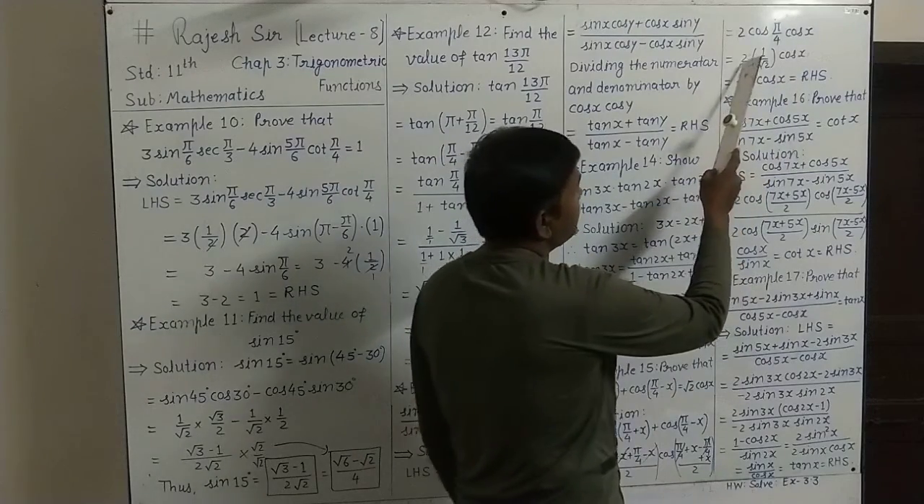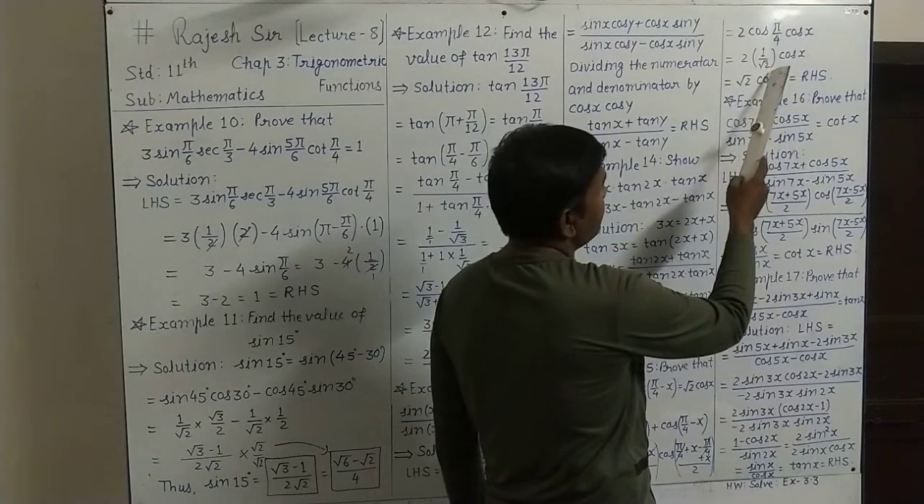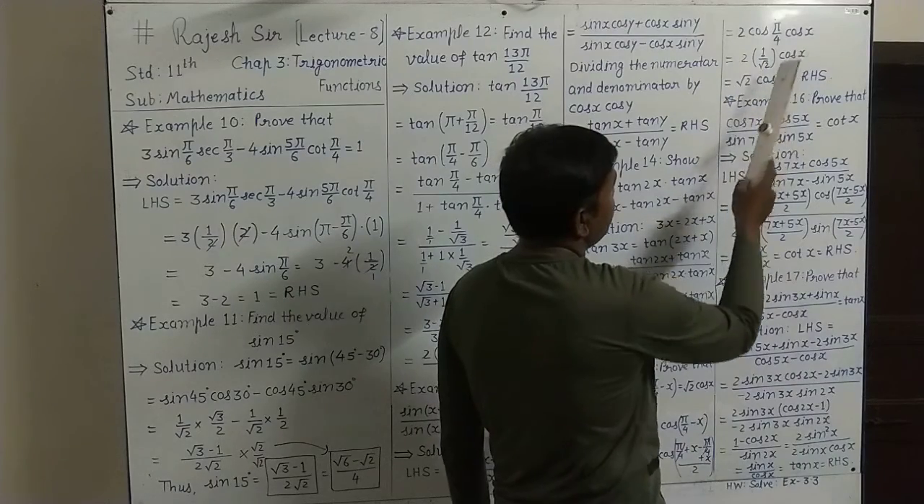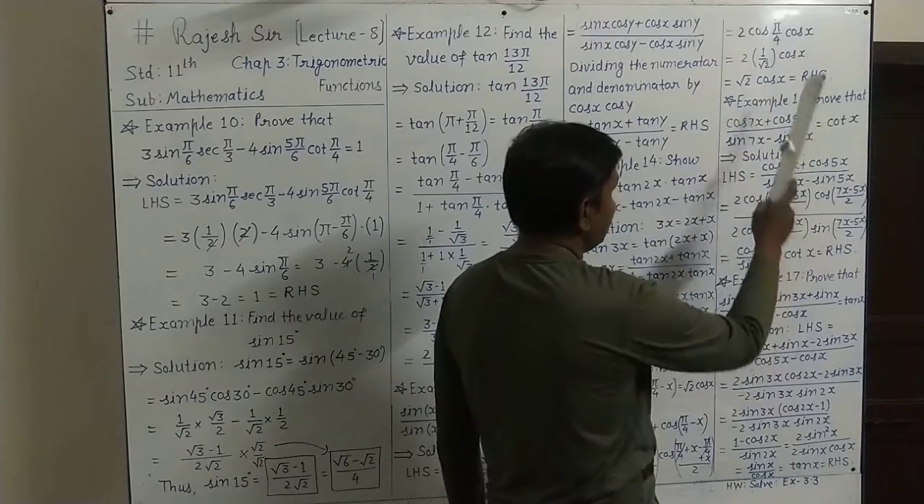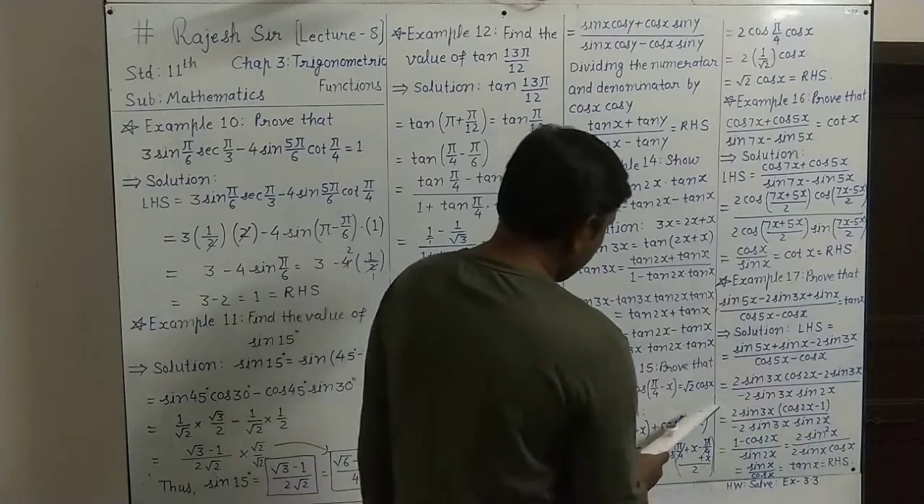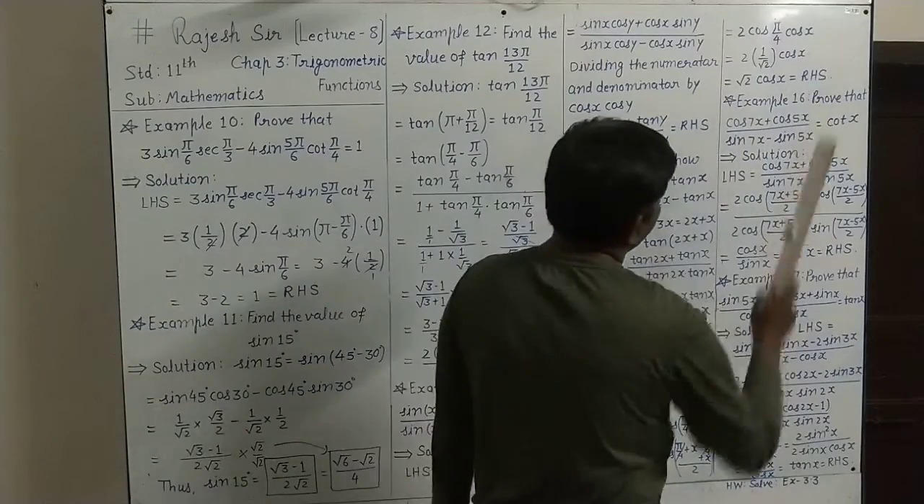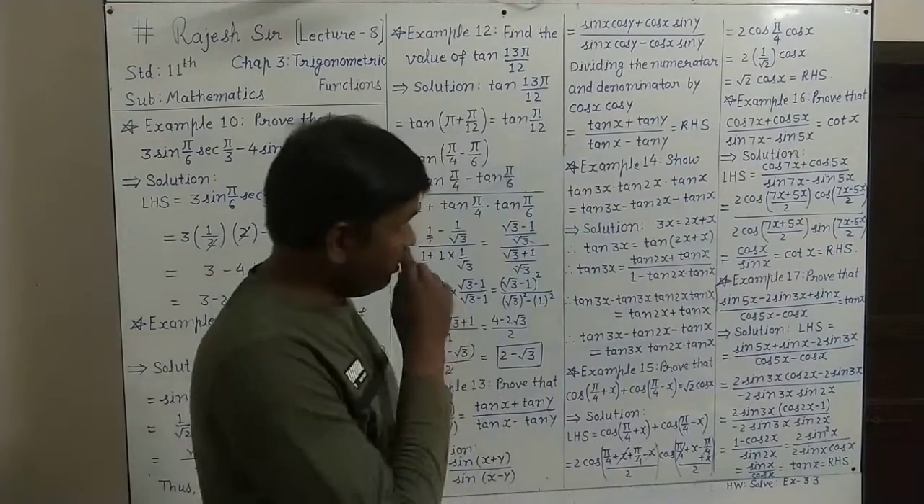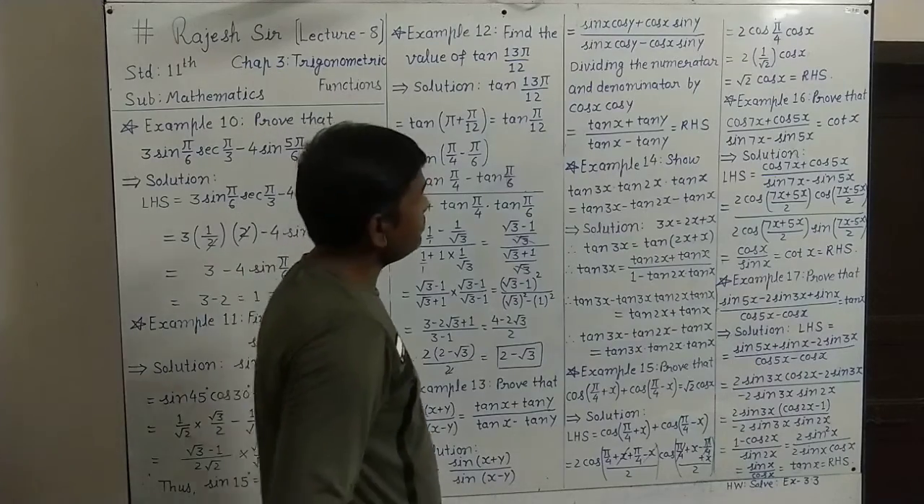This 2 can be written as root 2 into root 2. One root 2 will be cancelled with this. So root 2 into cos x becomes root 2 cos x. That only we wanted on the right side. So it is root 2 cos x, the right-hand side. Very simply we have done this also.